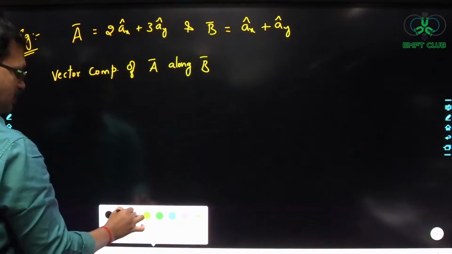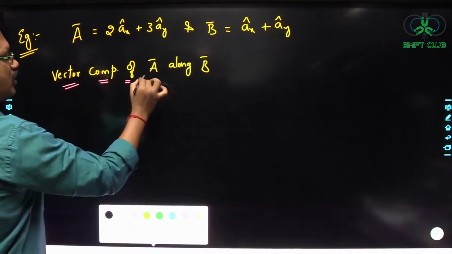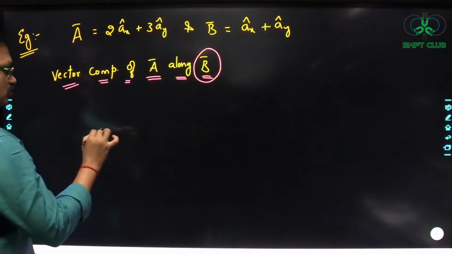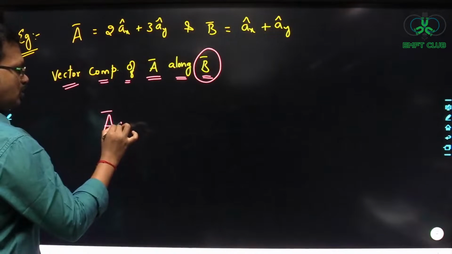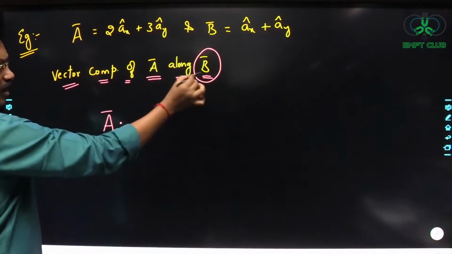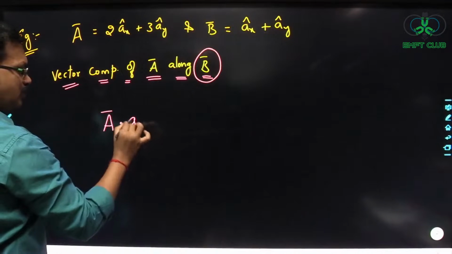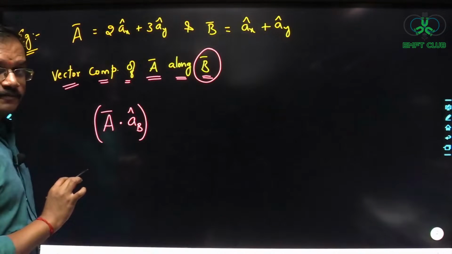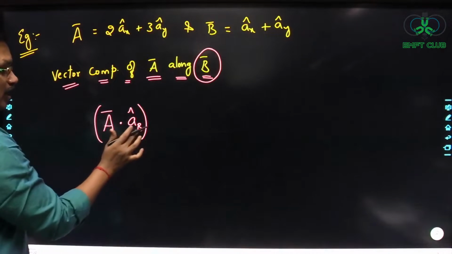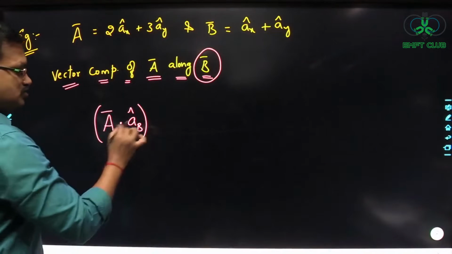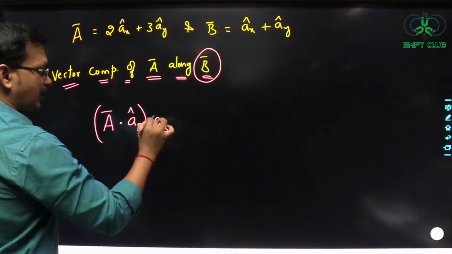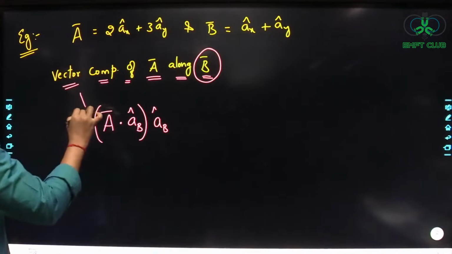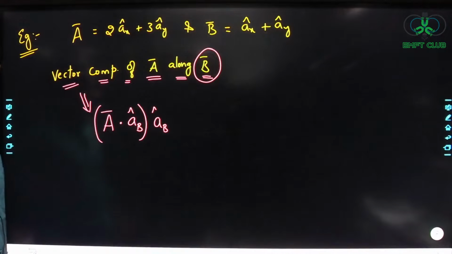So they are asking to determine the vector component of a bar along b bar, right? So what you have to do? a bar dot the unit vector along b bar, that is ab cap. So this is going to give you the scalar component of a bar along b bar, and this component is pointing along the b bar direction. So just multiply this with ab cap. This is going to give you the vector component of a bar along b bar.